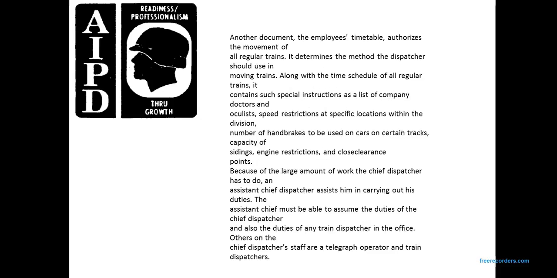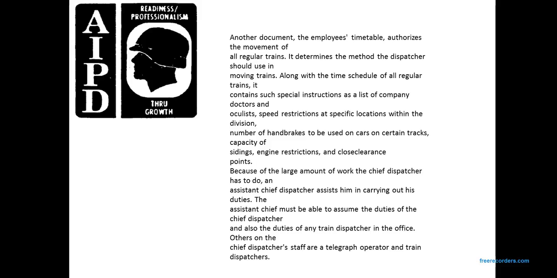may stall. Another document employed, the timetable, authorizes the movement of all regular trains and determines the method of dispatch to be used in moving the trains, along with the time and the schedule of regular trains. It contains special instructions, the list of company doctors, speed regulation restrictions, special locations within the division, number of handbrakes to be used on the cars on certain tracks, the capacity, sighting, engine restrictions, and close clearance points.